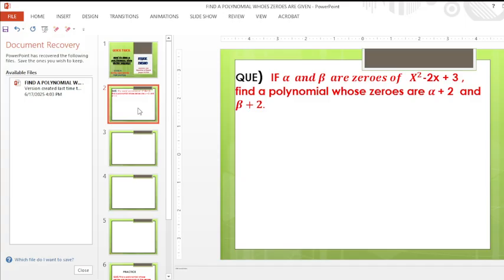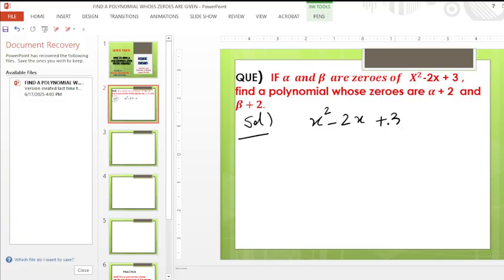If alpha and beta are zeros of x square minus 2x plus 3, find a polynomial whose zeros are alpha plus 2 and beta plus 2. So let's see which polynomial is given to you. We are given x square minus 2x plus 3. And what are the zeros of this polynomial? That is alpha and beta.